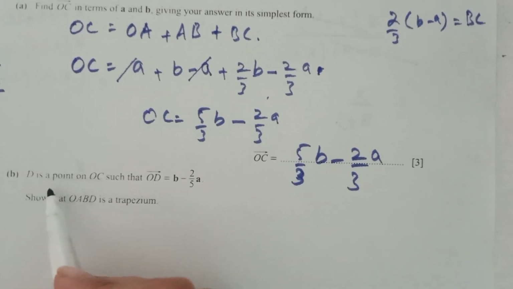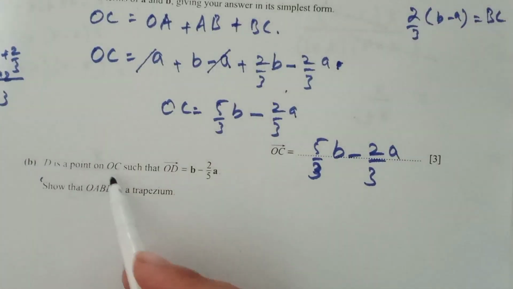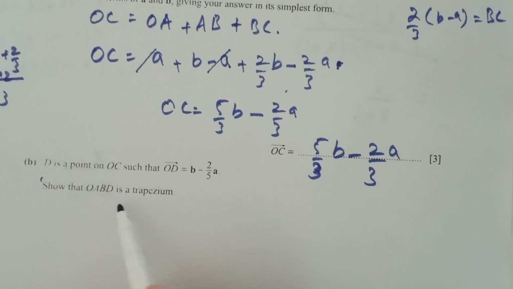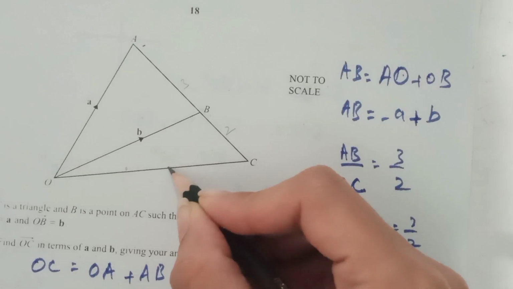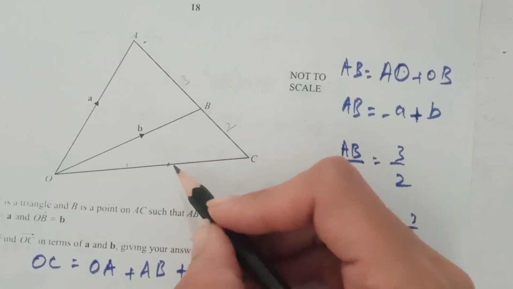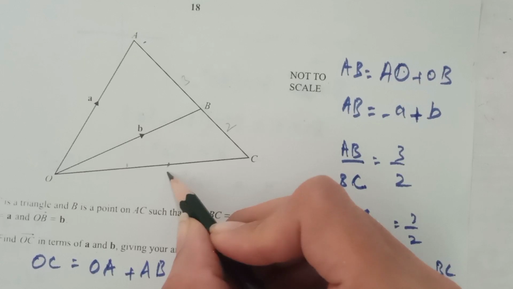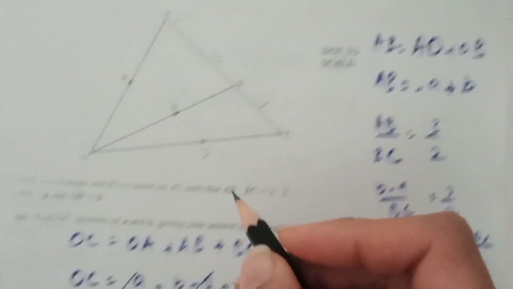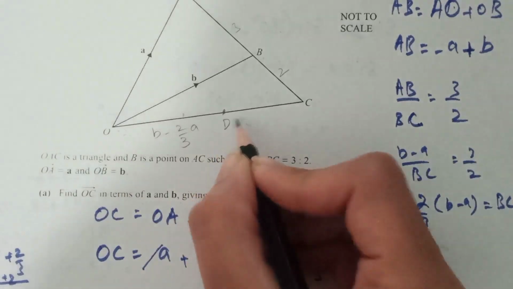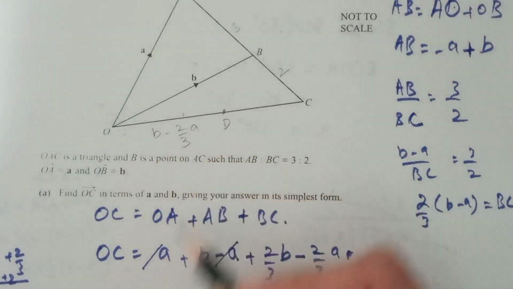Now we come to part b. D is a point on OC such that OD is equal to b minus 2 by 3 a. Show that OABD is a trapezium. We take a point D on OC, and the vector from O to D is b minus 2 by 3 a. We have to show that OABD is a trapezium.